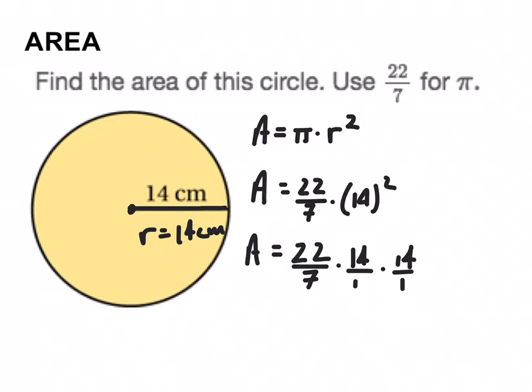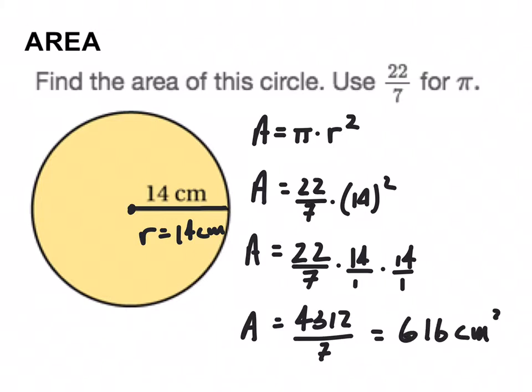You can plug this into your calculator a number of ways. But let's do 22 times 14 times 14, and that's going to give me a total value of 4,312. And then I'm going to divide this all by 7. So 4,312 divided by 7 is going to give me an area of 616. Now this is an area, so we have to do centimeters squared. And that's all we're doing, so just plug it into the formula.